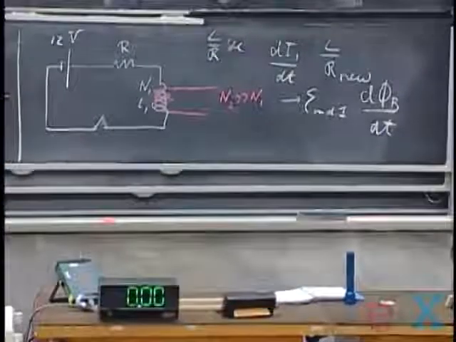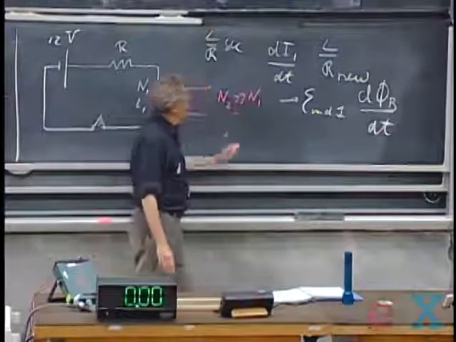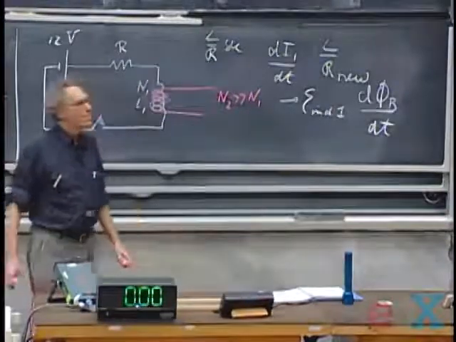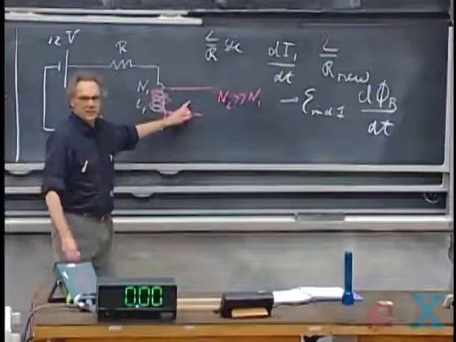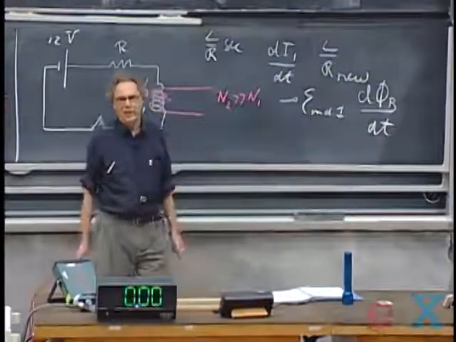You get an enormous change in the magnetic flux here, which is directly coupled to the current, and that induced EMF could be several hundred volts. But now look at the secondary. The secondary has an N2 which is way larger than N1.